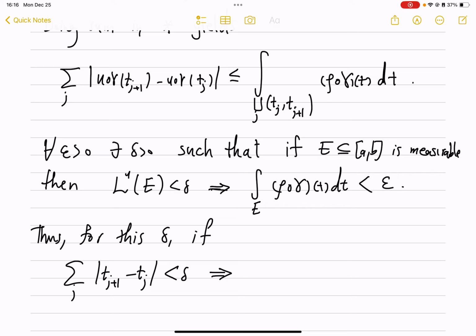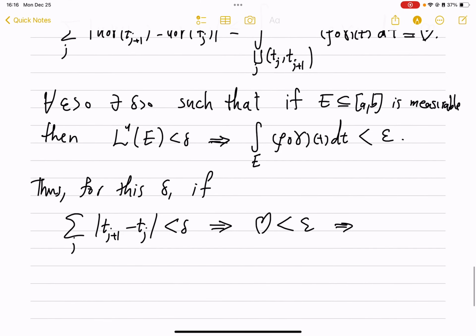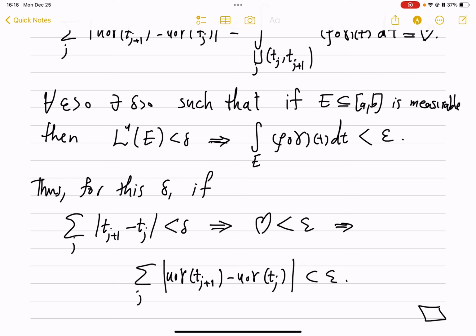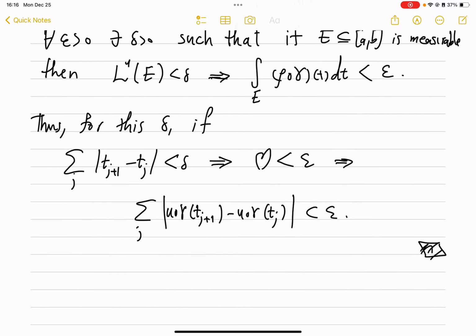that means this union of intervals, as our set E, has measure less than delta, which means that this integral, let's call it this heart shape, is less than epsilon, which means that the other side, which was the summation of u o gamma oscillations over j, is less than epsilon, and that's the end of the proof that u o gamma is absolutely continuous, because we've shown that for every epsilon that you fix here, you can find such a delta, and that is exactly the definition of absolute continuity.